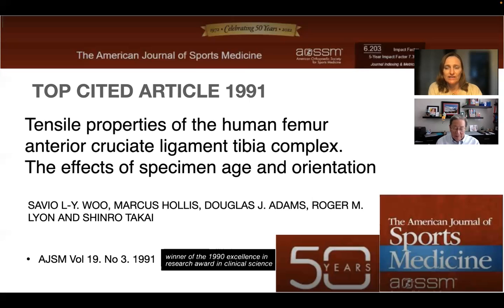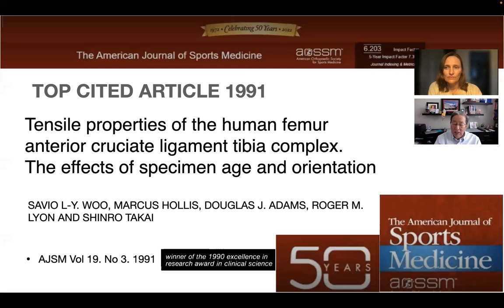That sounds great, and it's so good to have a team like you described. So why do you think this specific article became so impactful that it's the most cited this year? I think we wanted to create good data. It's very difficult to get young cadaveric knees, so we actually got not only young cadaveric knees, but also pairs of cadaveric knees.